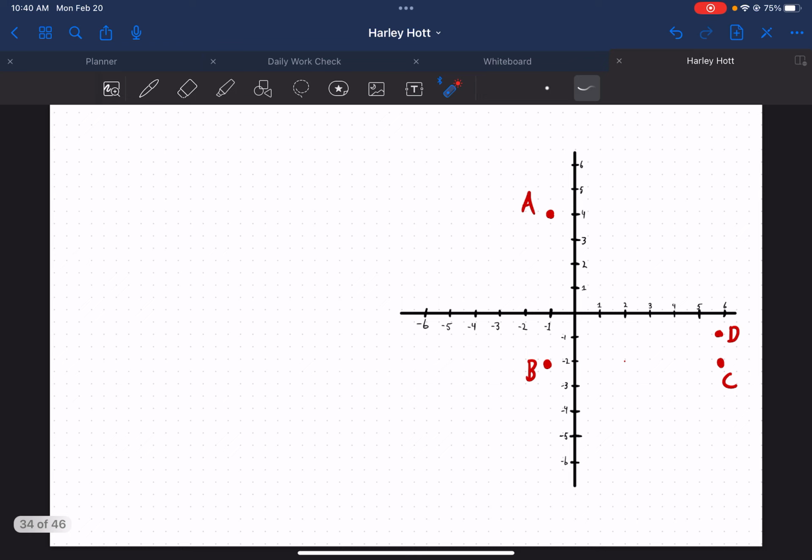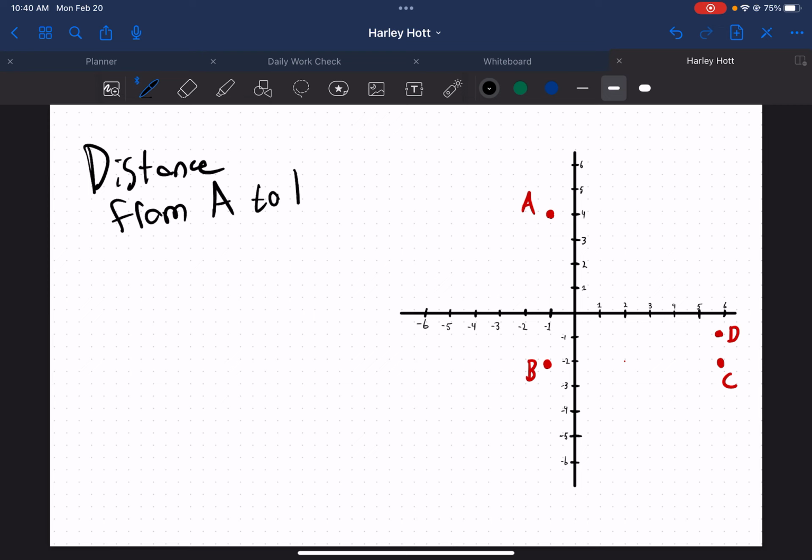Okay, moving on. When we're talking about the coordinate grid, there are some important things to be able to talk about. First of all, if I have these 2 points, let's say A and B, it can be very helpful to talk about how far apart they are. What is the distance from A to B? In asking that question, the most obvious and direct way to find that is to figure out how far you have to go from one to the other.